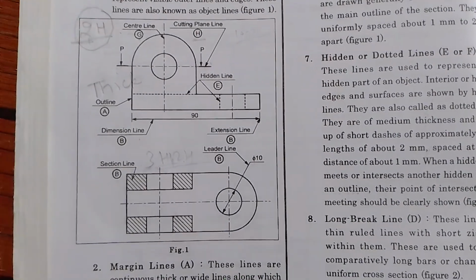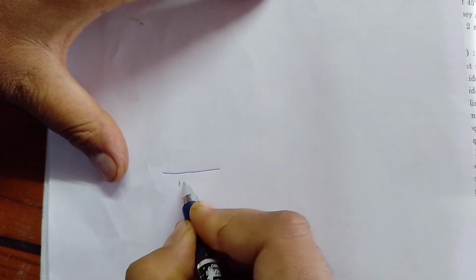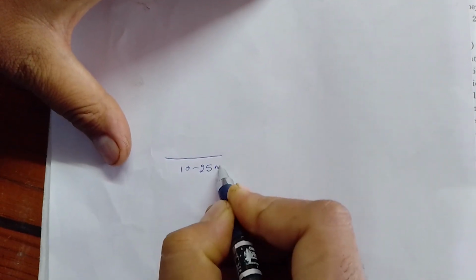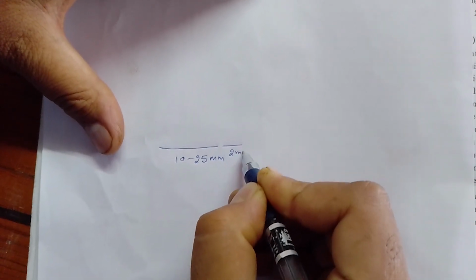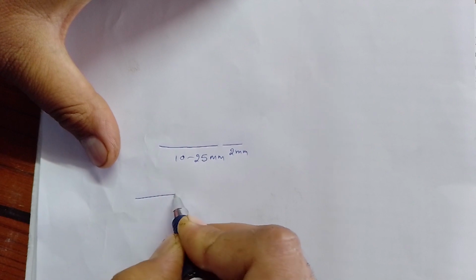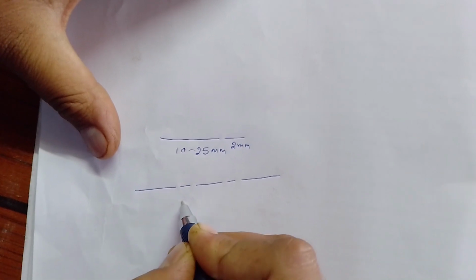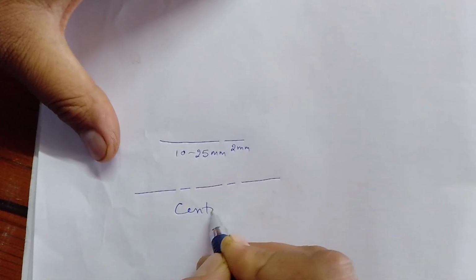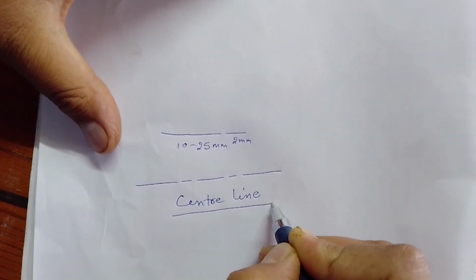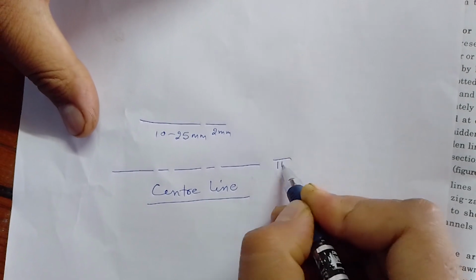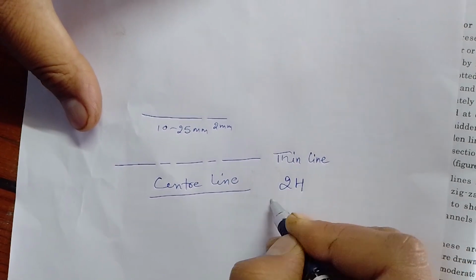Center line is a line of 10 to 25 mm, a gap of 1 mm, and a short line of 2 mm. A long line, gap, short, long, short, long. This is known as our center line, or locus line, and it is a thin line drawn by a 2H pencil.